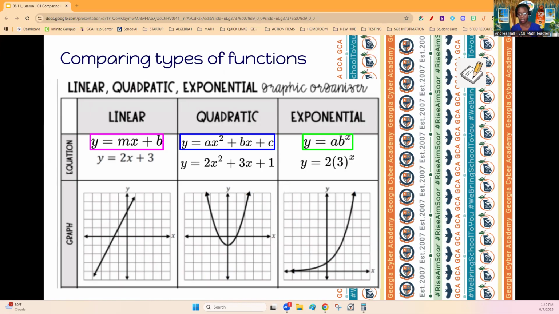Linear function is a straight line. Quadratic function is a U-shaped graph, upside down, right side up, it doesn't matter. An exponential is like a slide. Okay, it's a slide. Upside down, right side up. That's what an exponential function looks like.